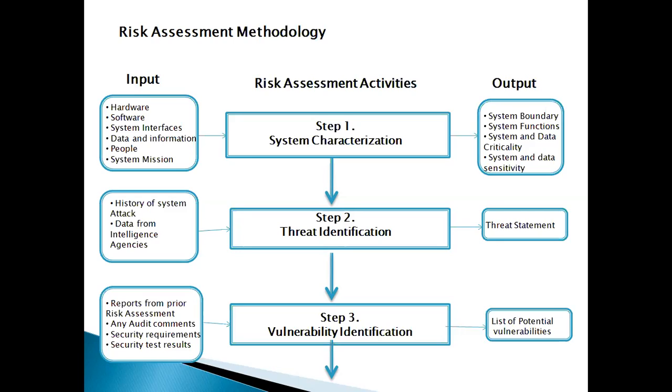Okay. Step two is threat identification. So first, what is a threat? A threat is the potential for a particular threat source to successfully exercise a particular vulnerability. The goal of this step is to identify the potential threat sources and compile a threat statement listing potential threat sources that are applicable to the IT system being evaluated. A threat source is defined as any circumstance or event with the potential to cause harm to an IT system. The common threat sources can be natural, human, or environmental.